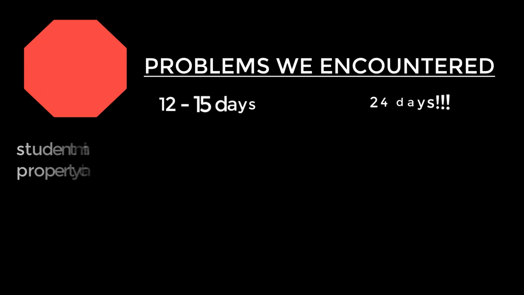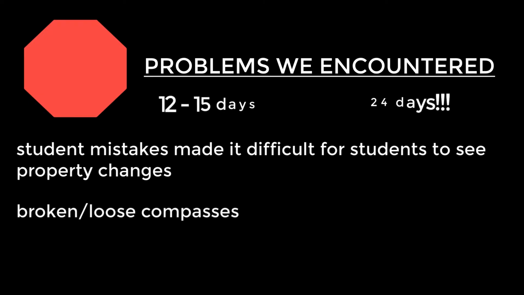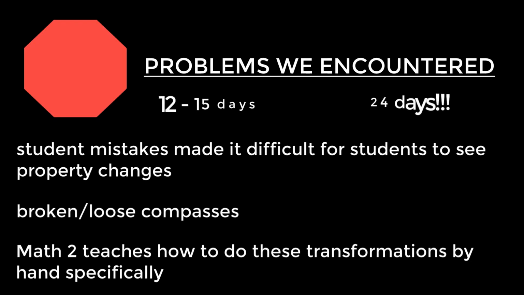We also found that student mistakes with doing it by hand made it difficult for students to see the property changes that they needed to see. We had to deal with broken and loose compasses when we were doing rotations by hand, and that just became a nightmare where we didn't have enough compasses and kids were waiting on each other. And then we noticed that in Math 2, students learn how to do these transformations by hand specifically. That's a Math 2 standard. And so maybe we needed to start thinking outside the box because our standards don't call that out.